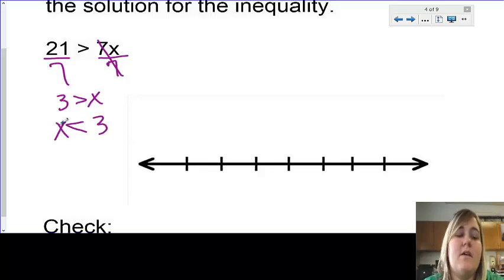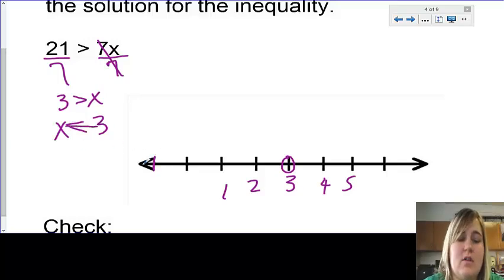So now, since I have my variable on the left side, I can go ahead and graph this. The point I'm talking about is 3. And I have 2, 1, 4, and 5. I'm going to put my point at 3. I don't have an equal sign, so it's going to be an open point because it doesn't include 3. And I'm shading to the left. So that is my final answer.